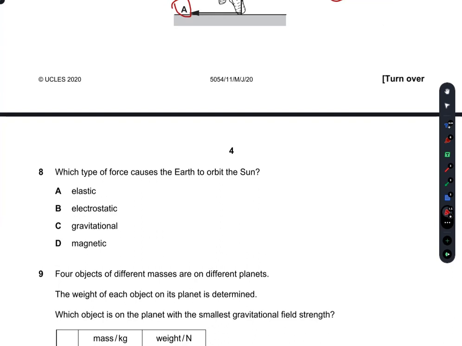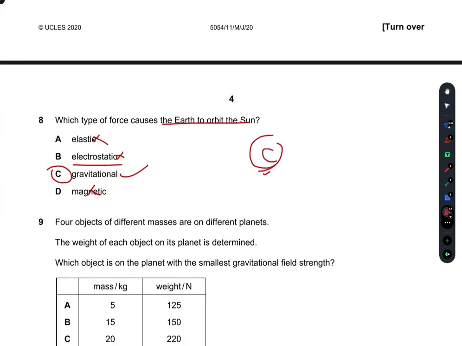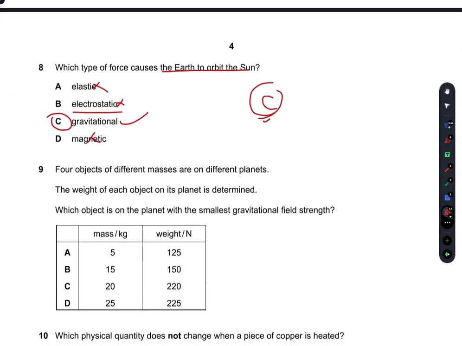Which type of force causes the earth to orbit the sun? Elastic, no. Electrostatic, no. Gravitational, yes. So C is the right answer. Magnetic, no. Four objects of different masses are on different planets. The weight of each object on its planet is determined. Which object is on the planet with the smallest gravitational field strength?